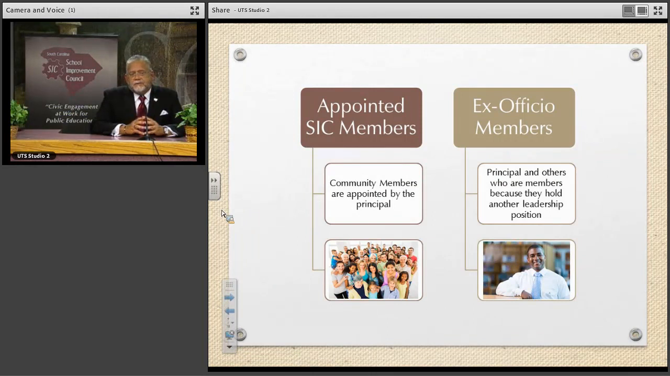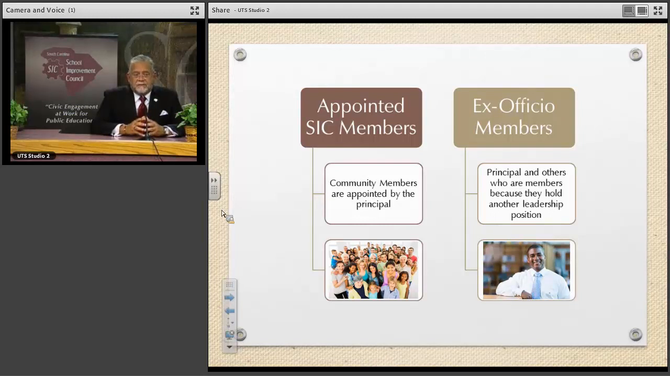Now let's turn to appointed SIC members. Only one stakeholder group, community members, are appointed. They're appointed by the principal in consultation with the SIC. Unlike an elected member whose term of office is set by law, the SIC determines the term for an appointed community member. Many SICs adopt a 2-year term for appointed members, so that it's the same as elected members' terms.